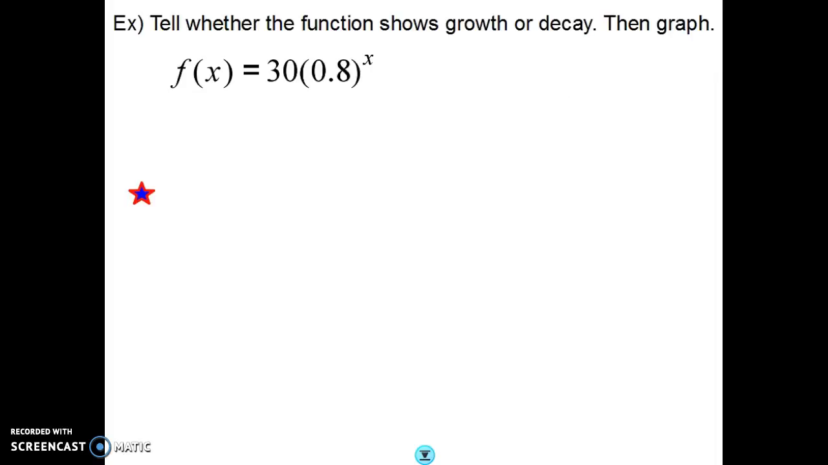The second way I want to look at graphing these is if you just need a graph to look at to figure out some values or just to see what the general shape looks like. So again, first thing I'm going to do is identify if this is growth or decay. The thing being raised to the x power, our base, is 0.8, and our a value out front in this one is 30. Again, all we are interested in is that b value for growth or decay. In this case, it's 0.8, which is between 0 and 1, which means this is going to be decay.